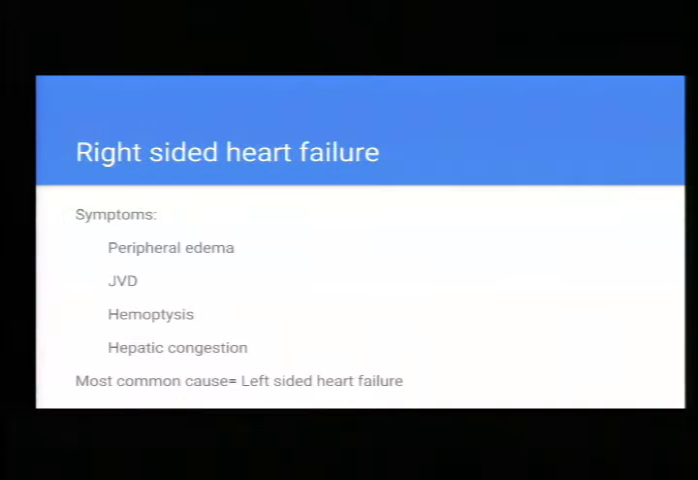Right-sided heart failure means blood is not returning to the right side of the heart and pumping out. So those are the ones that have the pitting, weeping legs, JVD, and hemoptysis. You can see that in the left sometimes too because it's backing up, but because PEs can cause right-sided heart failure, you can often see hemoptysis in that. And hepatic congestion, just because blood is not pumping out from the periphery and it's all lodged in the liver. So often these patients will have elevated LFTs.